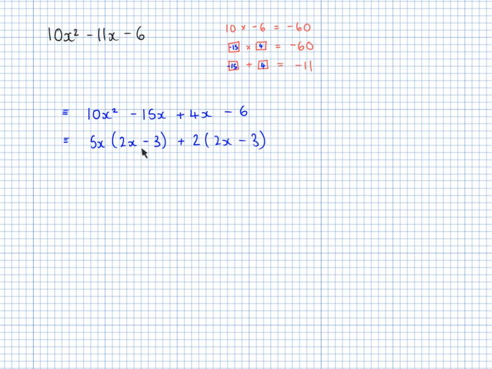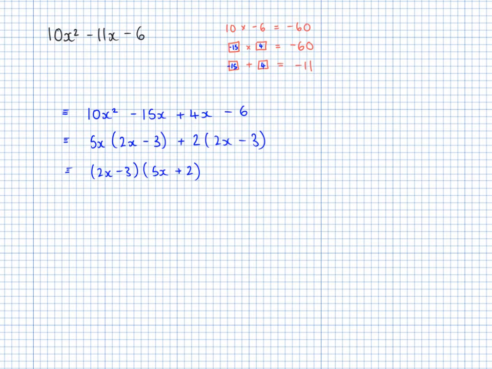So I can say 2x take away 3 is being multiplied to 5x, and it's also being multiplied to a plus 2 here. So this then becomes 2x take away 3 and multiply it to a 5x and also multiply it to a 2. And we know this is how the distributive law works. We're just working backwards from that. So this is how we're going to factorize these.